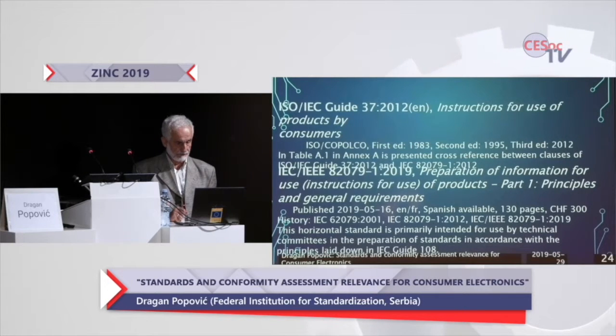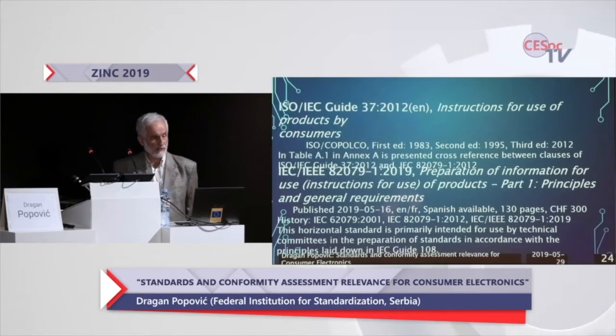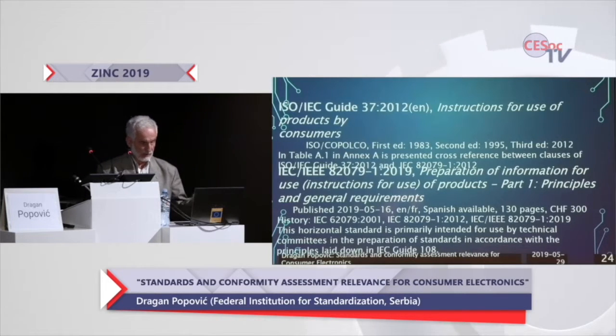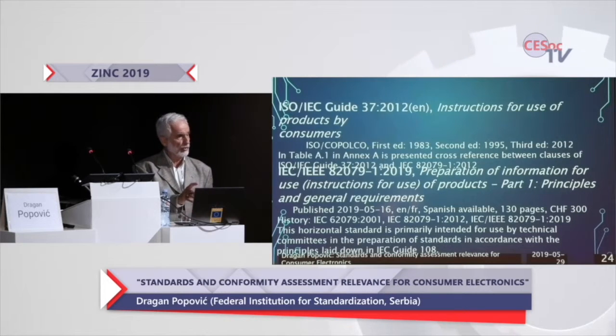Guide 37, 2012, instruction for use of products by consumers. But there is a quite new product, IEC/IEEE 82079-1, 2019, preparation of information for use, instruction for use of products, Part 1: principles and general requirements. It's quite fresh, on May 16th, two weeks ago, it was published. So it's interesting just to let you know it exists. These two documents are somehow merged.